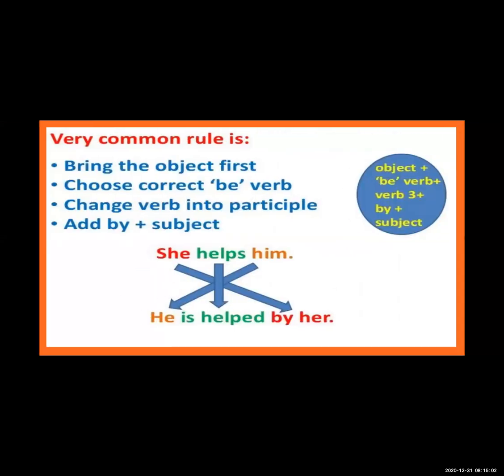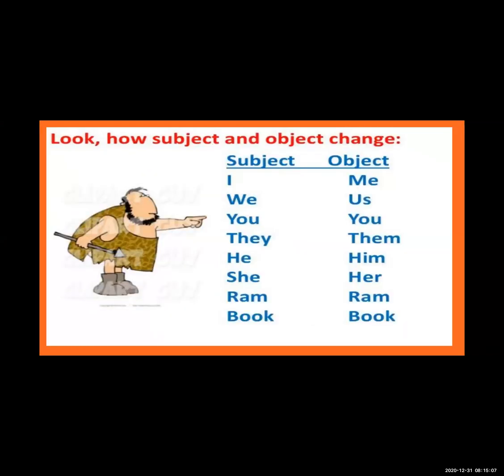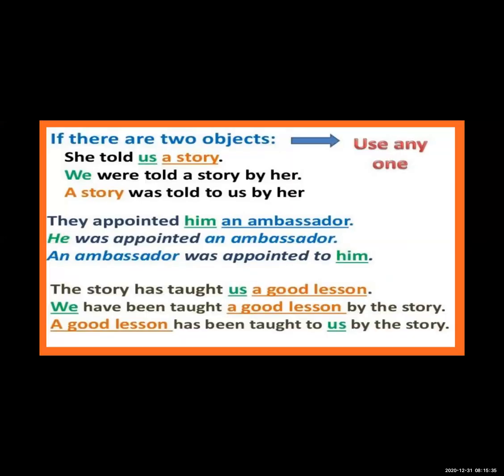Now as I was telling you, him will become he, she will become her. So it is a chart of which are the subject, and at that time which object will be there. So if I is the subject, me will be the object, we will convert into us, you will remain same, no changes in that, they will become them, he will become him, she her, Ram is the name of a person, so name will remain constant, book. Okay, like that only.